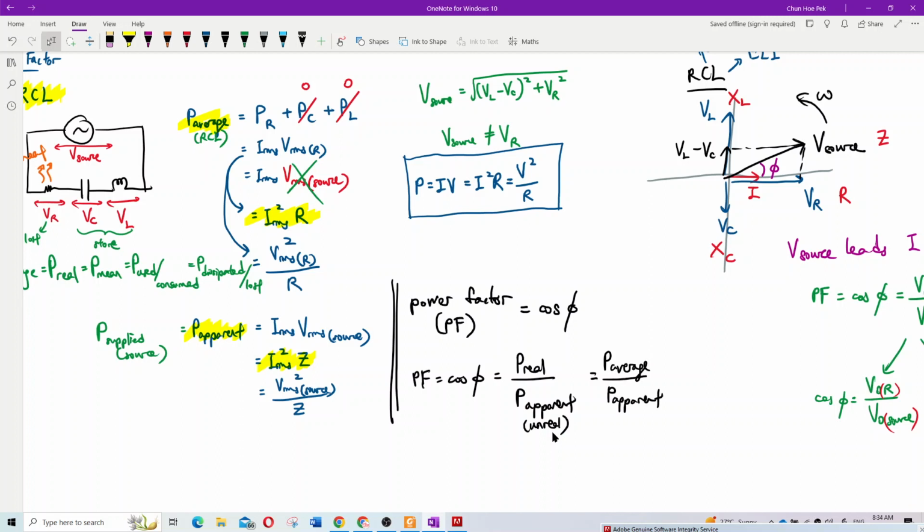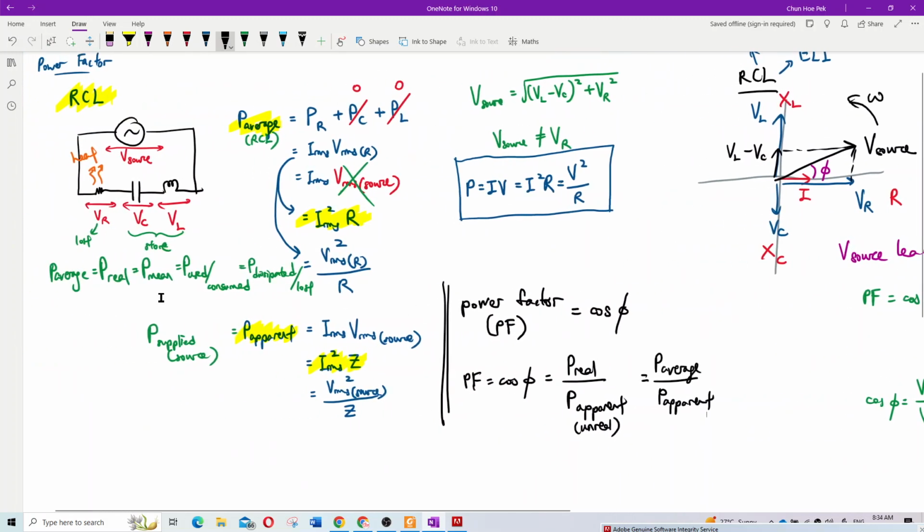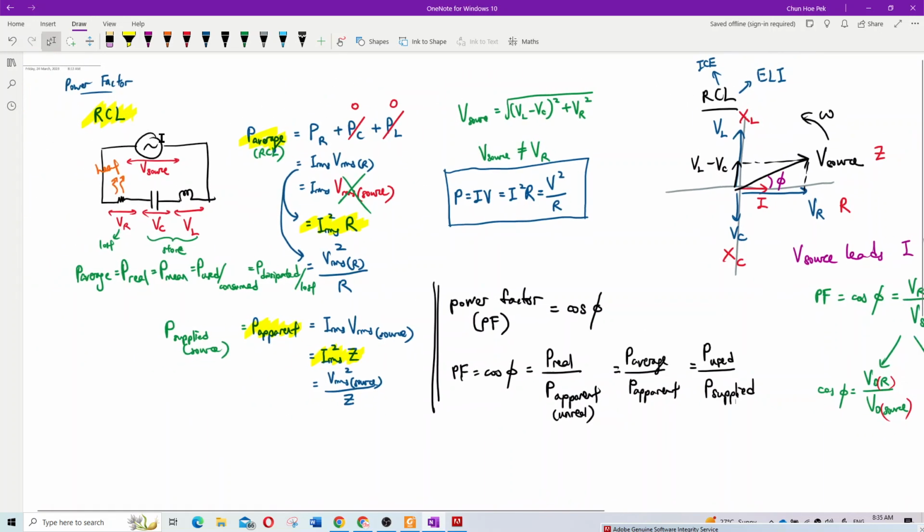Because real power is average power, or mean power, over apparent power. Anyway, I can say real power is like power used. Apparent power is like power supplied. Now you can understand better, class? That means not all power supplied by the source is being used. Only a fraction of it.